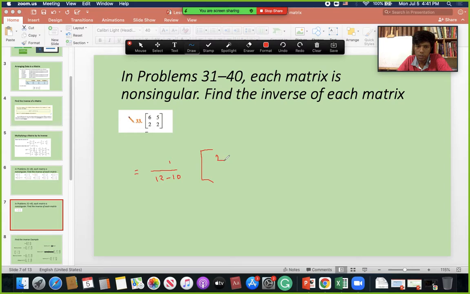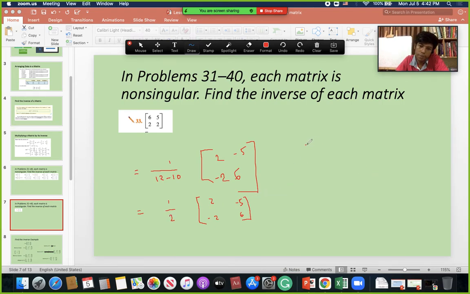Then 2 and 6 will interchange. Minus will come here. Minus will come here. Okay. Then 12 minus 10 means 2. So it will be 1 by 2, 1 by 2 into this thing. So 2 minus 5. Then minus 2, 6. We can send this 2 inside the bracket.